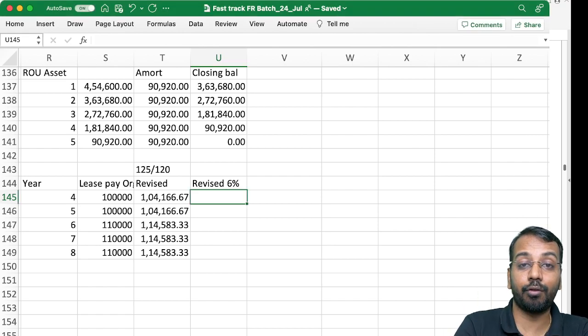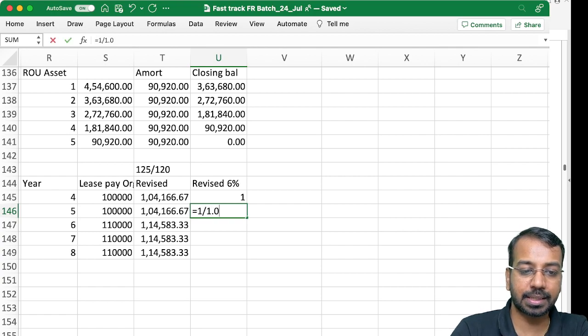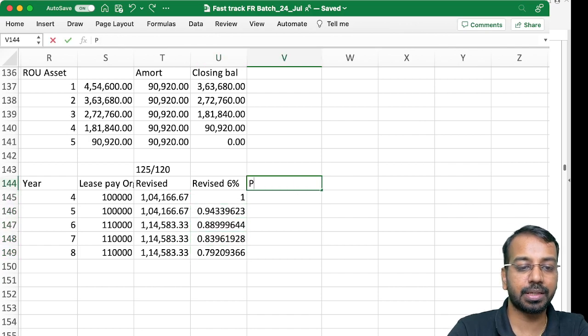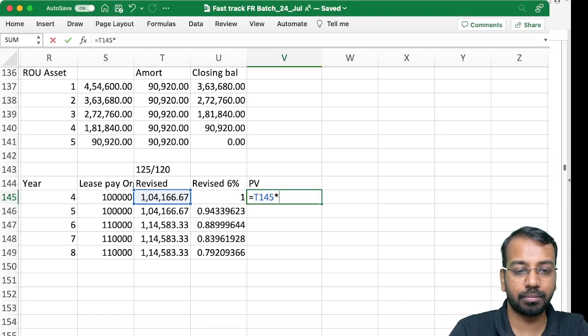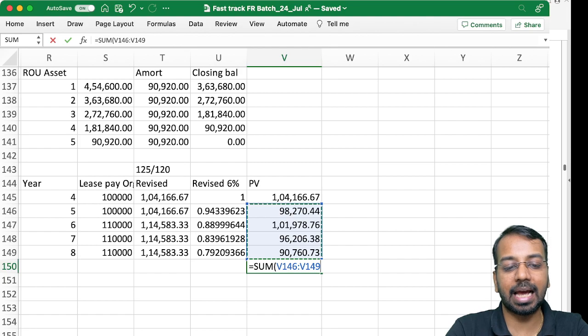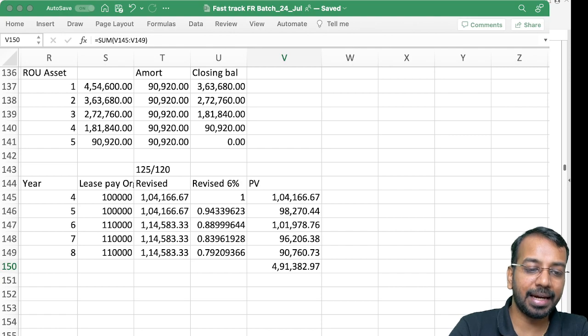For the first period, year 4, we are paying today itself. You will take 1 divided by 1.06, then this divided by 1.06, 1.06, 1.06. When you calculate, you can use your calculator also, you get the present value. So present value is 104 multiplied by 1. You keep on multiplying the numbers, and the total that you get is your lease liability, 491,382. That is the lease liability.